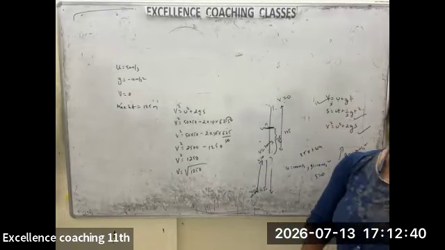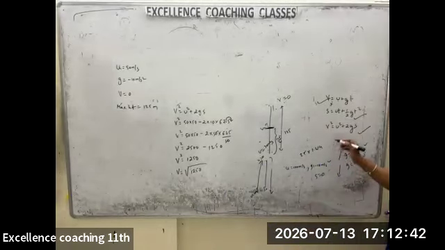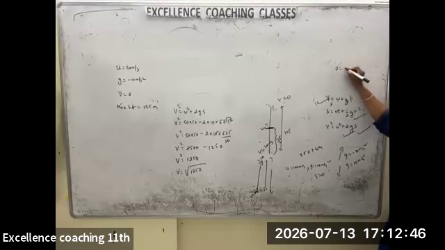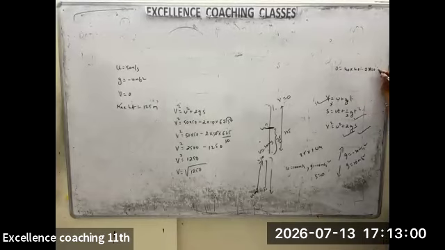At what height does the ball rise? So which formula? This one? 0 is equal to initial velocity was how much? 40 into 40 plus 2, minus 10 into.